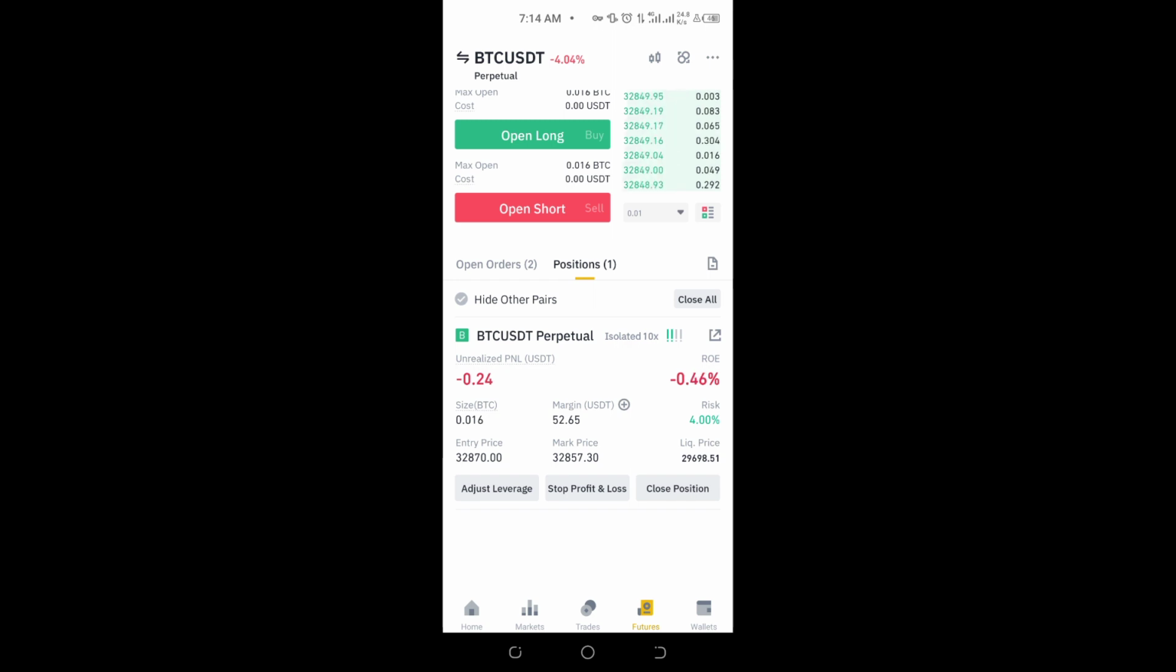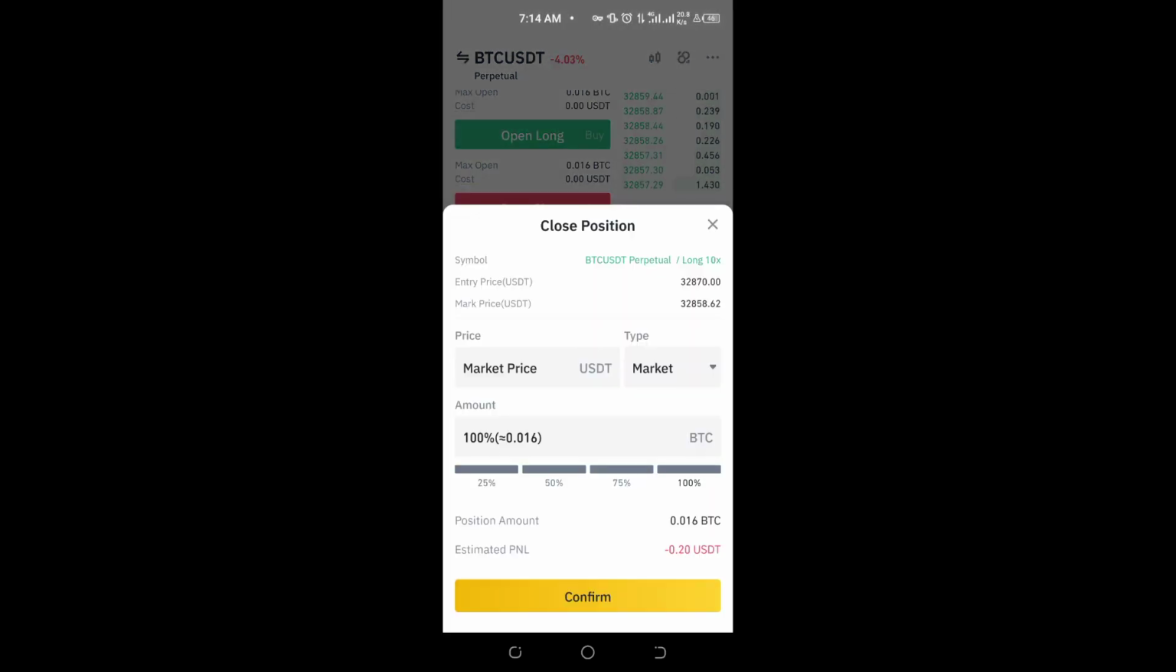Alright, so the next we have is close position. Maybe if you want to close your position instantly without waiting for a stop loss or a take profit to be met, you come in here, you decide the percentage of your trade that you want to close. Maybe you want to close 50%, 75%, or 100%, and then you take confirmation, and that will be it. So we don't want to close it now.